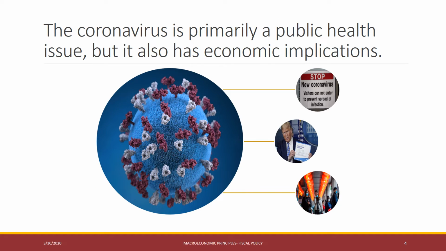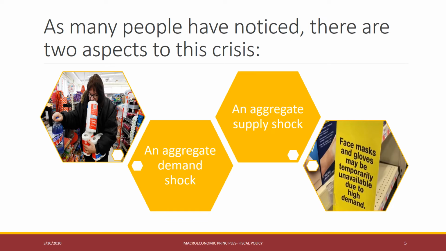The coronavirus is primarily a major public health issue, but it also has some economic implications. As you have noticed, there are two aspects under this situation of crisis. There is an aggregate demand shock and an aggregate supply shock.